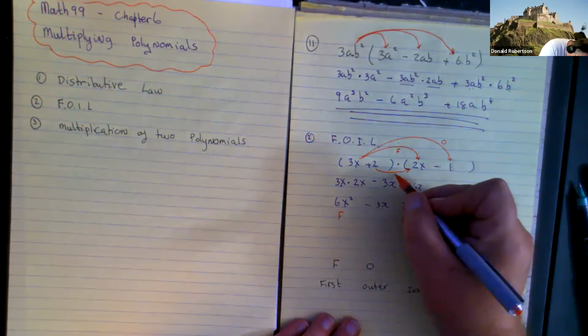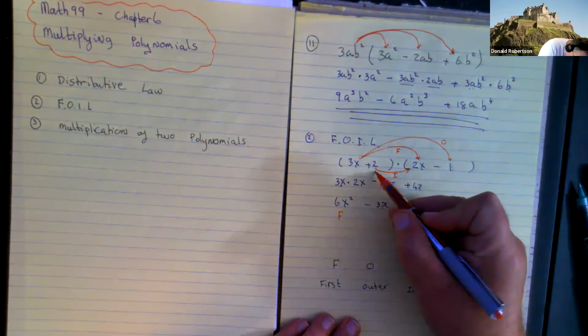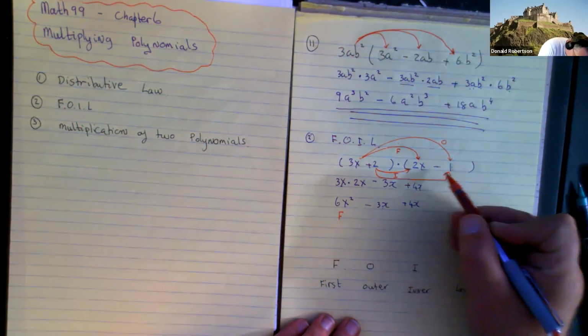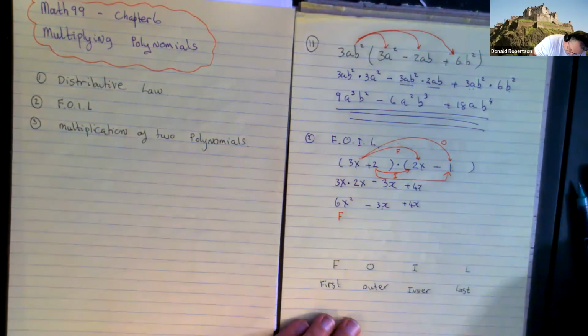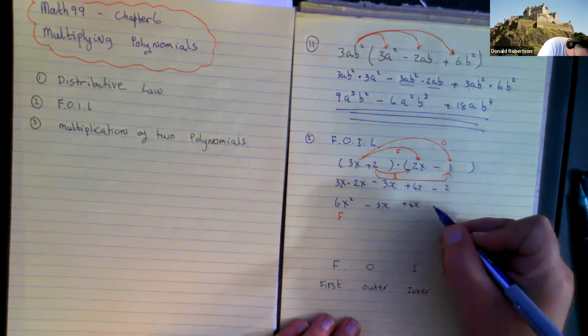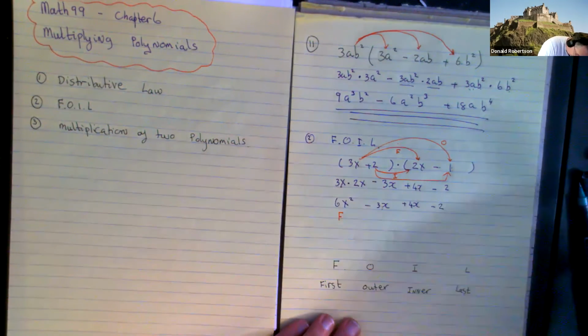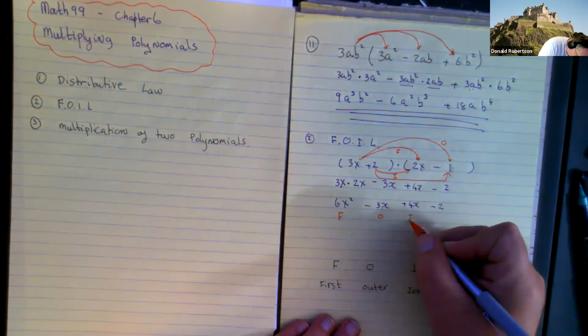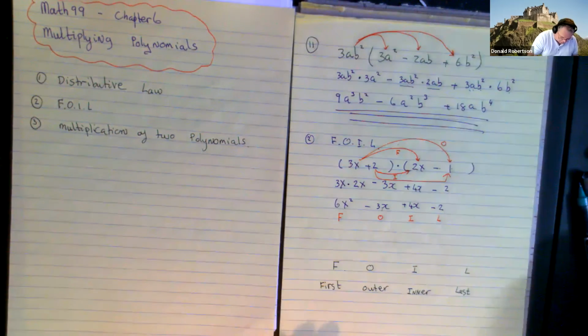And we call these guys the inner. Last is the last one times the last one. In this case, a plus 2 times a negative 1 gets me negative 2. So there's the F, the O, the I, the L. That's where FOIL comes from.